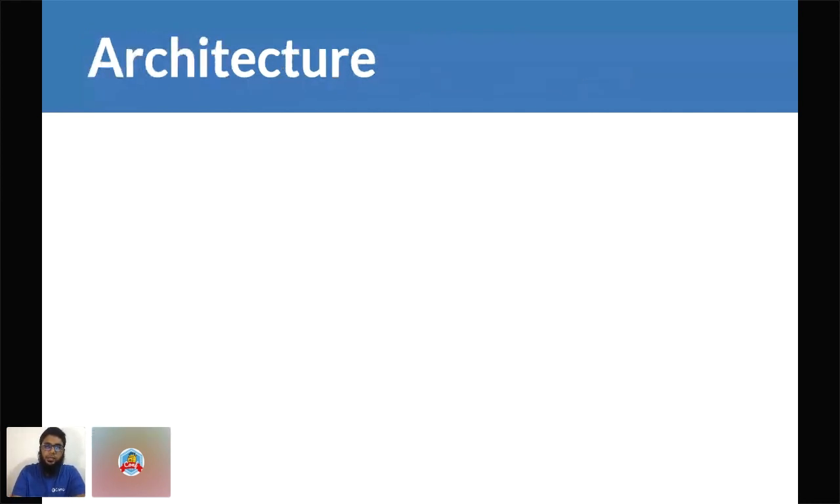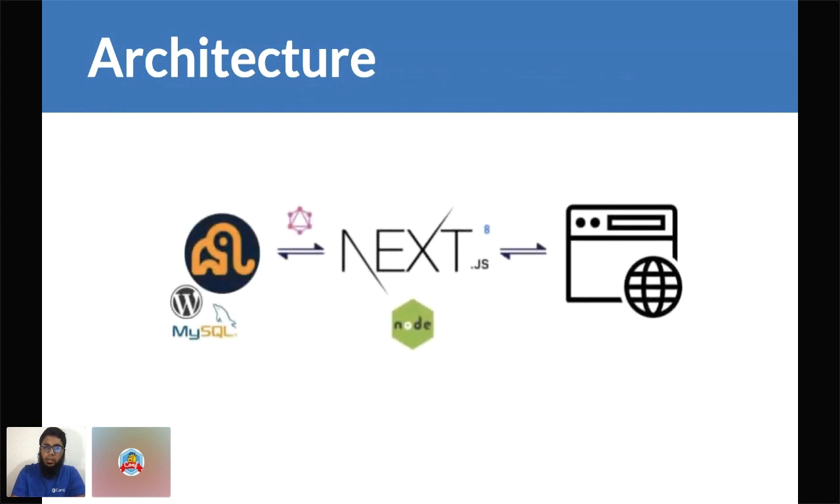We'll look at that. So what does the architecture look like for WP Decoupled? You have the browser on your right-hand side. The browser will request data from Next.js. Next.js sits on either Node.js or a serverless Lambda. It can sit on serverless or as a Node server. It can work either way.